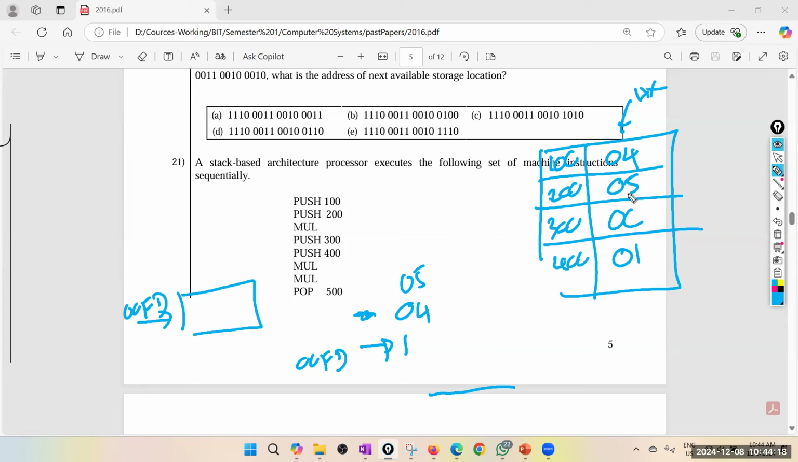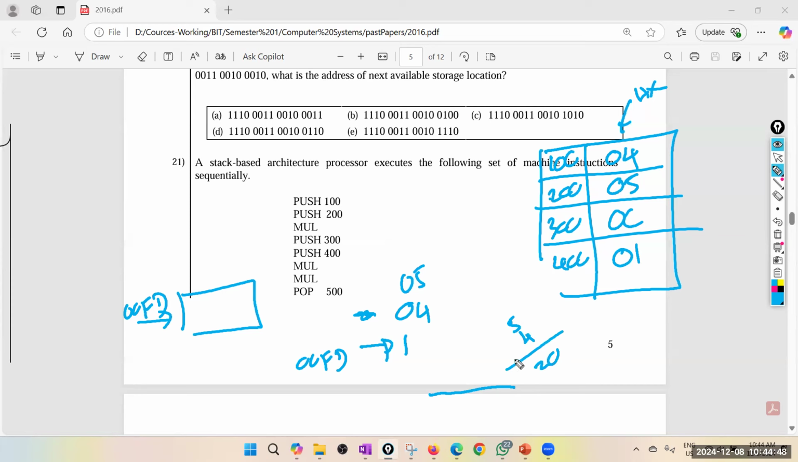But remember, these are hexadecimal. So therefore, you need to multiply this in hexadecimal. So let's multiply 05 and 04 in hexadecimal, or you need to convert this into denary, multiply and convert back to hexadecimal because your values are in hexadecimal. So what is 5 into 4 in hexadecimal? 5 into 4 is 20.